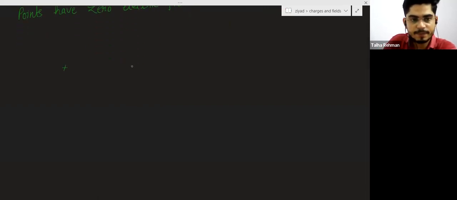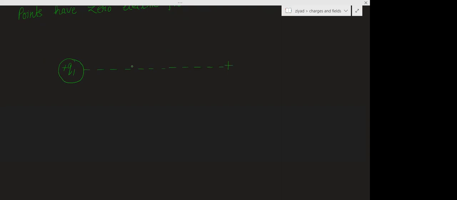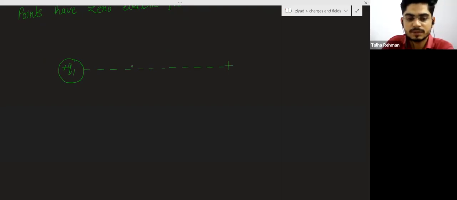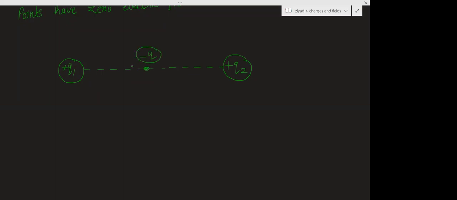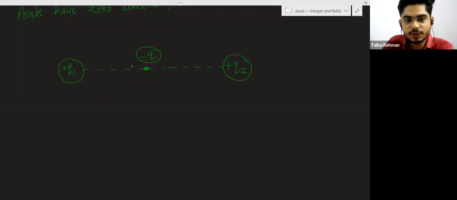So zero electric field means, here a plus Q1 charge is placed and suppose I have placed a plus Q2 charge here, and this is the line joining the two charges. We have already discussed that in between two positive charges, if we place a negative charge, suppose minus Q, at this position, now calculate the electric field due to this charge.